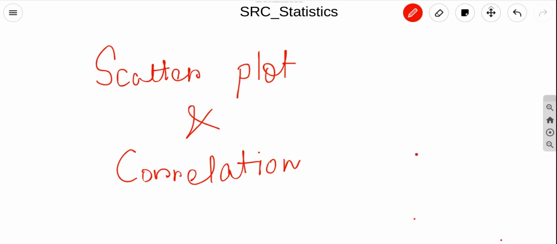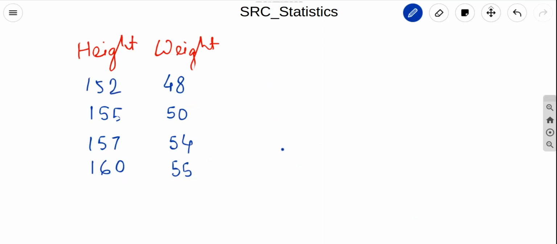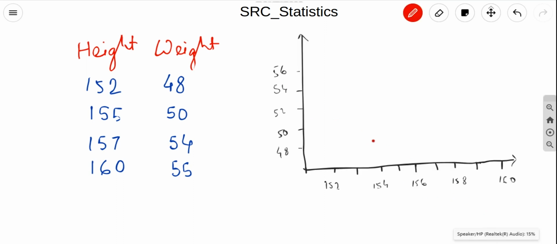Okay, so this correlation between two variables can be plotted in a graph which is called scatter plot. Let us see this example. Height and weight of 4 individuals are given. Height is in centimeter and weight in kg. Okay, so we shall plot a scatter plot to see the relationship between height and weight. Suppose this is the graph where we shall plot the points.